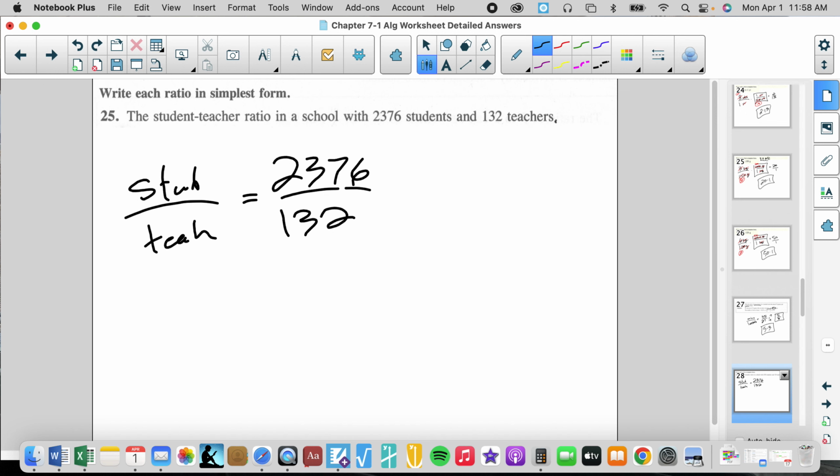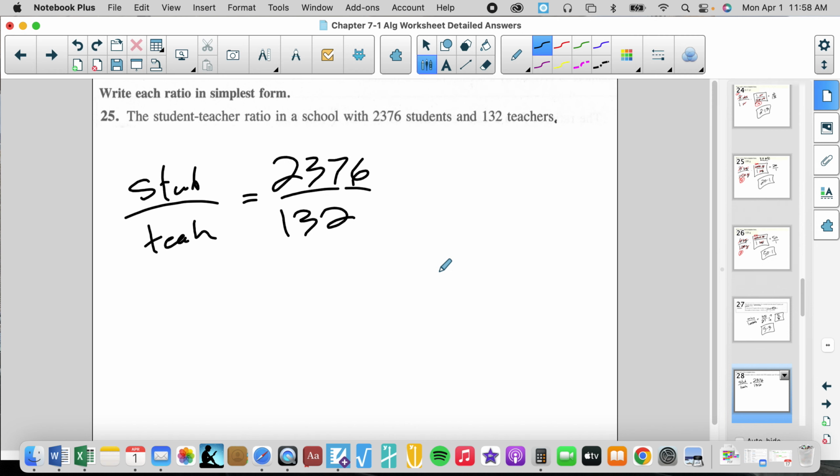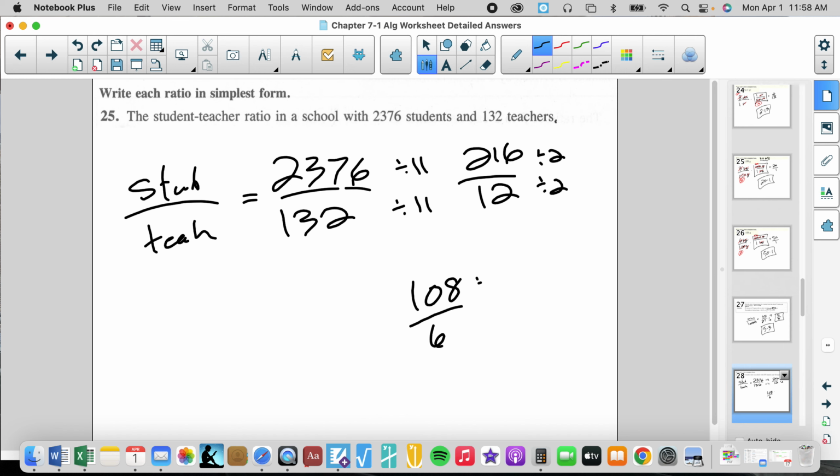11? I think 11. Let's see, 11, because 132 I know is 12 times 11. So either 12 or 11 that goes into 2,376 divided by 11, 216. 216, and that goes in 12 times, and then we can reduce that by, well, let's start with 2. So that's 108, that's 6. We can reduce that by 2. Actually, we could have reduced it by 6.